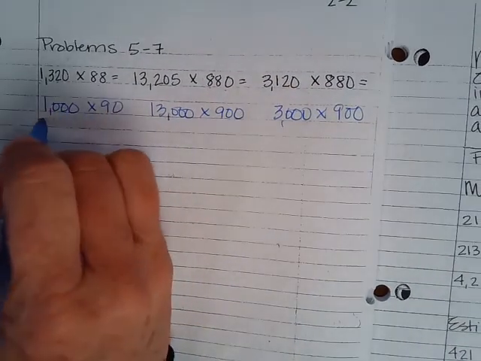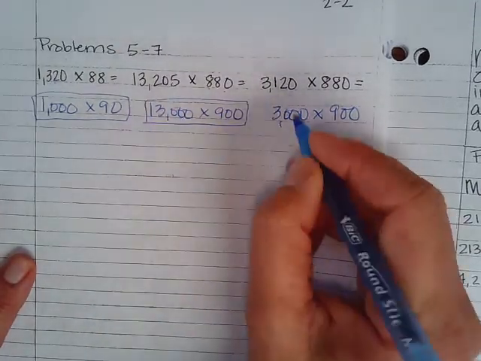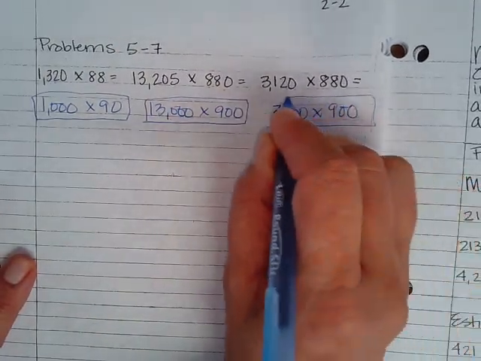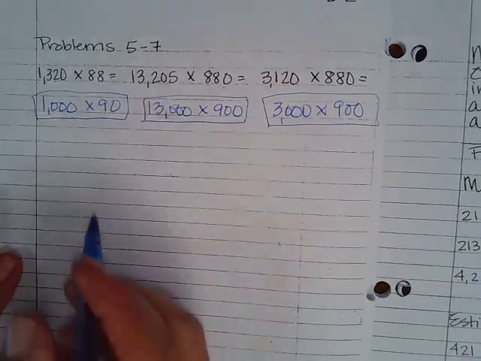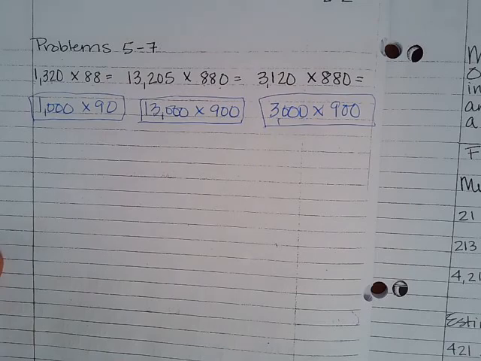So do you see how we just took the numbers, we rounded them to the nearest 1,000 or to the nearest 100? And then if we were to pull these apart, how much easier and faster we would be able to multiply, right?